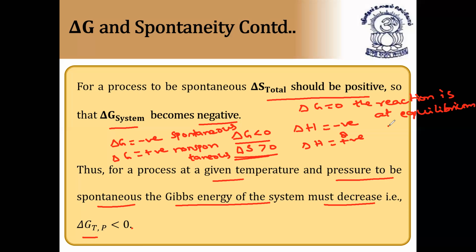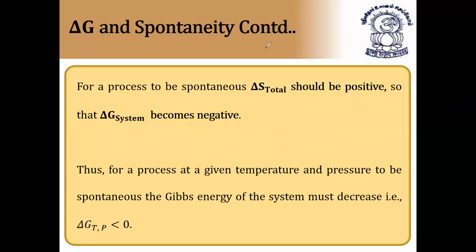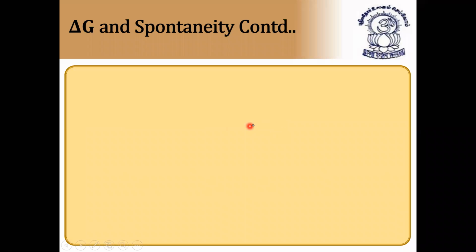Since we want to discuss all, that's why I have discussed it here. For a process to be spontaneous, delta S total, that is the change in entropy total, should be positive. So the delta G of the system should be negative, because delta G is equal to delta H minus T delta S. If this is positive, this should be negative. Thus, for a process at a given temperature and pressure to be spontaneous, the Gibbs energy of the system must decrease. That is, delta G at constant temperature and pressure should be less than zero. I hope it is clear.